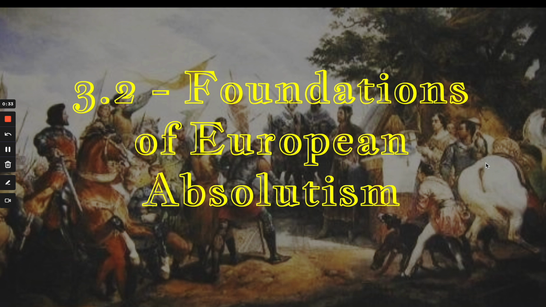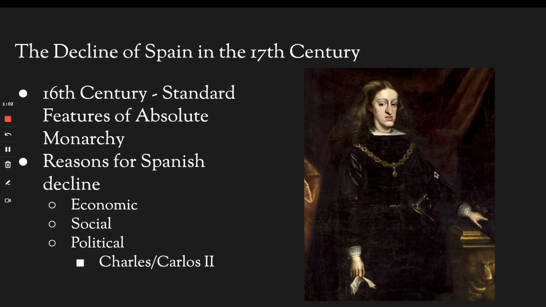Now we're going to start to get into the different states throughout Europe that tried to establish absolutism. And this is going to be much of the next several days of this unit. And we are going to start with some of the earliest absolutist states. So we're going to look at the foundations of European absolutism. And we're going to start with Spain. And as you can tell by the title of this slide, Spain is not doing great at this point. But they are going to be very foundational for the later development of absolutist monarchies in Europe.